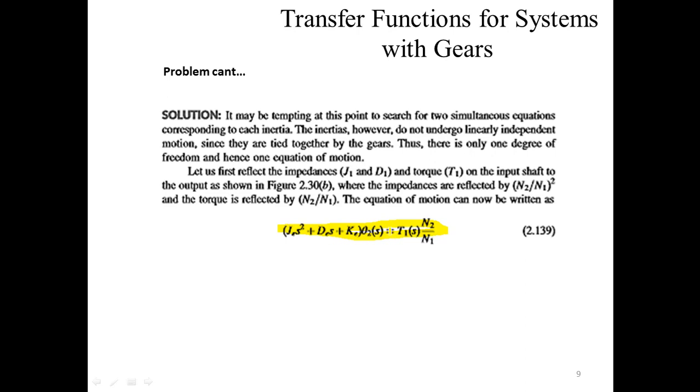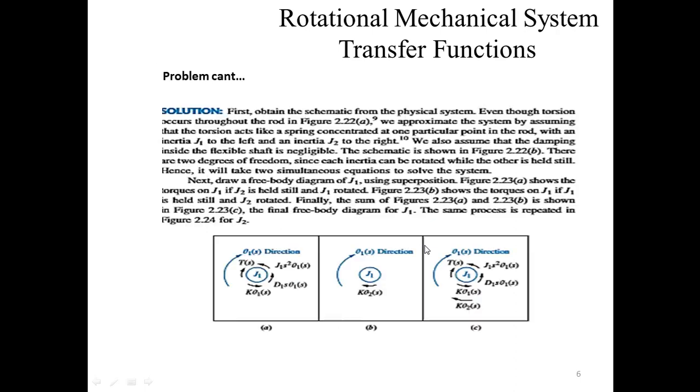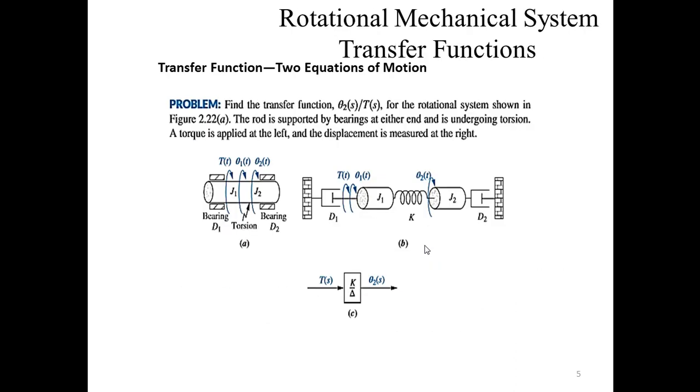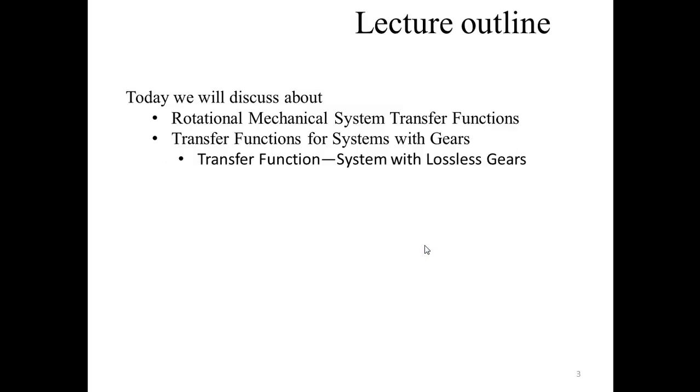that the total force applied on phi 2 is actually (J1 s square plus D s square plus D s plus K e) equal to T1 into N2 by N1, and this N2 by N1 is nothing but the gear ratio. So as you see in the electrical transformer about the turn ratio, here it is the gear ratio N2 by N1.